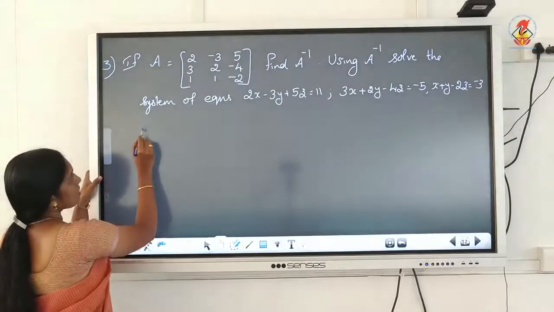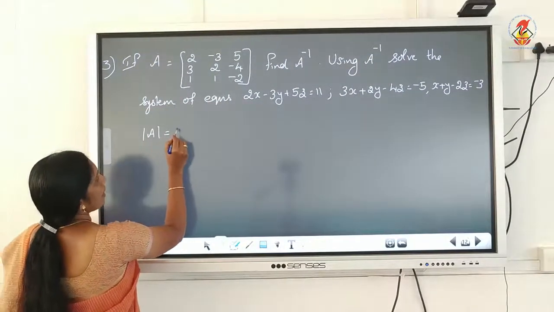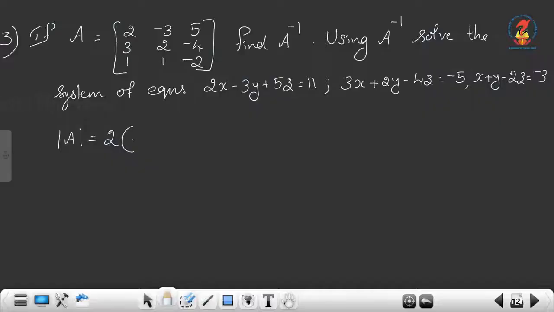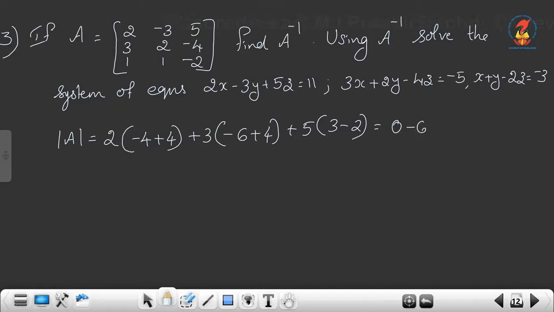So before A inverse, find determinant A, expanding along R1, 2 into minus 4 plus 4 plus 3 into minus 6 plus 4 plus 5 into 3 minus 2. So that's equal to, first term is 0 plus 3 into minus 2 minus 6. So A inverse exists. Okay.